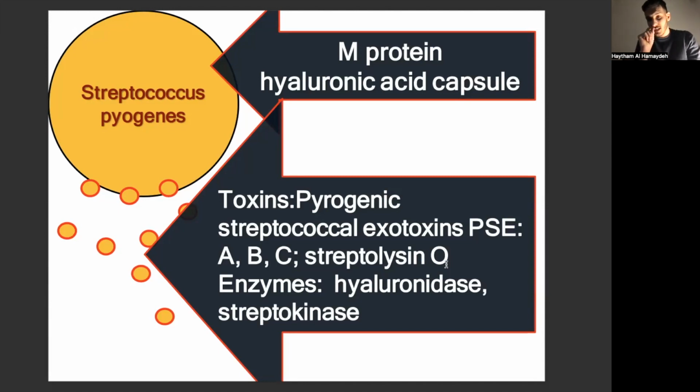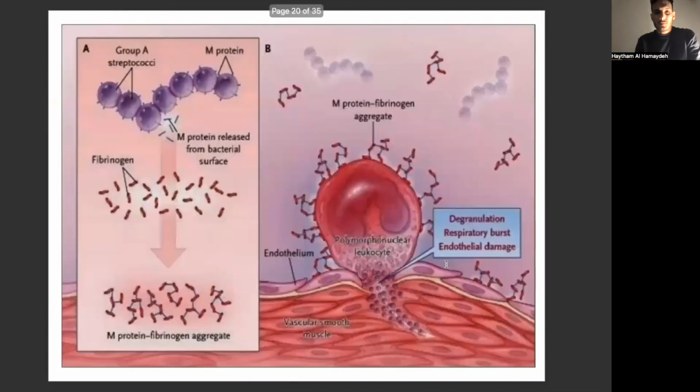Hyaluronidase is an enzyme that breaks down hyaluronic acid, which allows pyogenes to hide between the cells and cover itself from the body cells. All right, moving on. This is a way in which M protein can help those bacteria to infect mucous membranes. M proteins can be released and they can bind to fibrinogens and cause degranulation and epithelial damage.